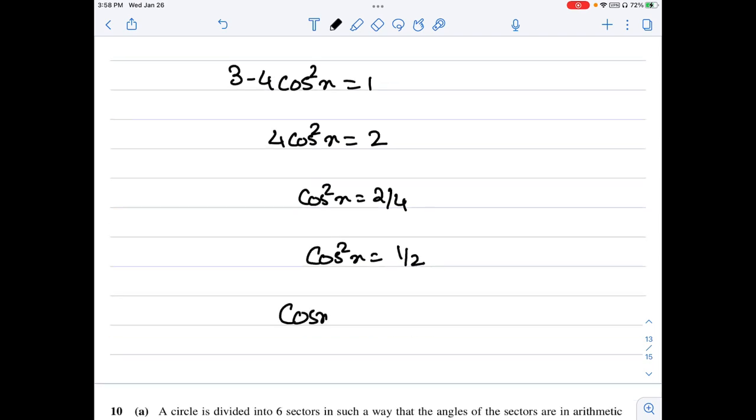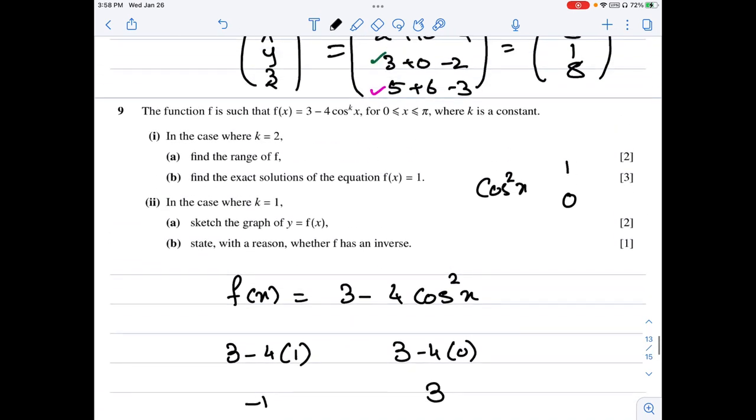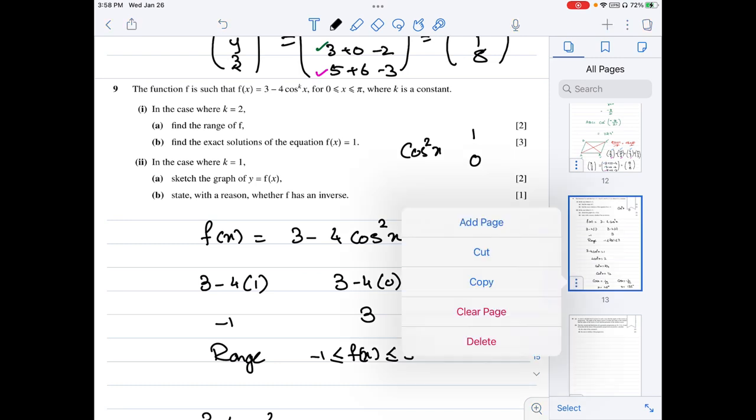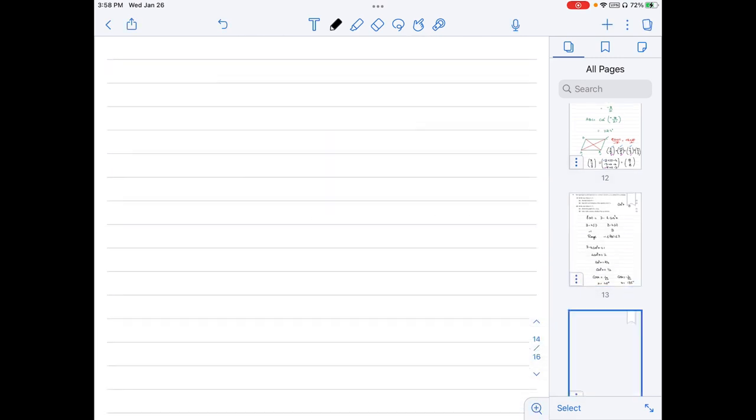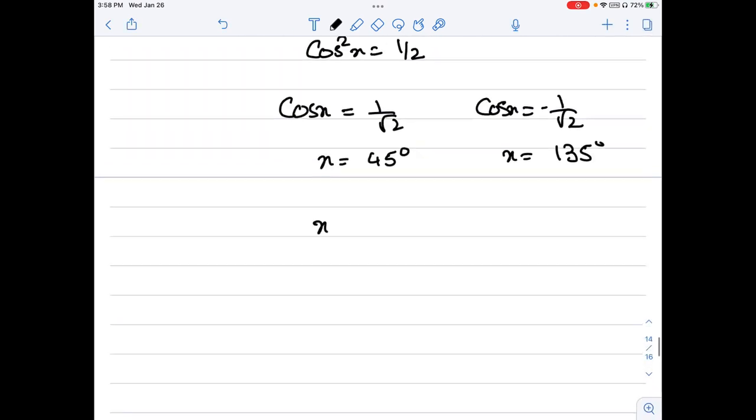Cos x is equal to positive 1 upon root 2, or cos x is equal to negative 1 upon root 2. So x for positive 1 upon root 2 is 45 degrees, and for negative 1 upon root 2 is 135 degrees. But I think it is given in radians. So therefore, what am I going to do? I am going to write it as pi upon 4 and 3 pi upon 4. That's going to be the answer.